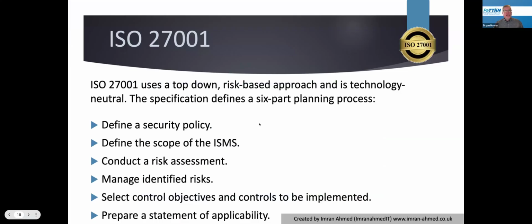And then there's the ISO 27001. Now this uses a top-down approach. It's a risk-based approach and is technology neutral. It defines a six-part planning process. So you have define the security policy, define the scope of the ISMS, conduct a risk assessment. So you want to see what kind of assessment and what kind of risk you might have. Manage identified risks that you might have from that. Select control objectives and controls to be implemented. So select things that you're going to put in there to minimize those risks. And then prepare a statement of applicability, meaning that basically your guidelines for how you're going to do this.